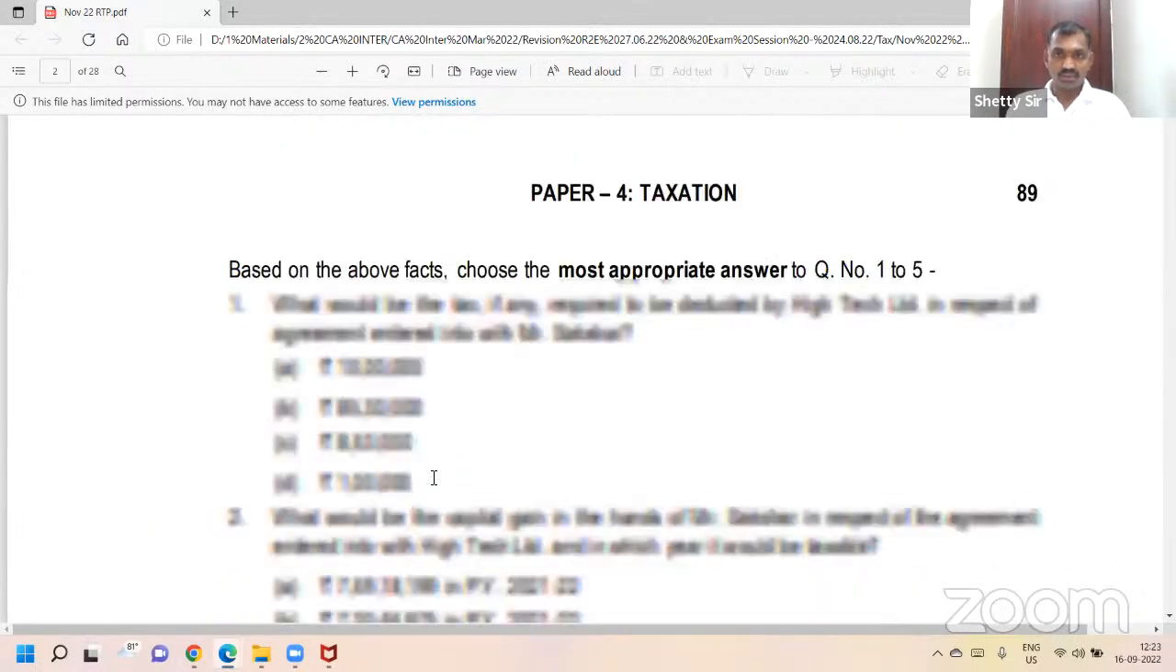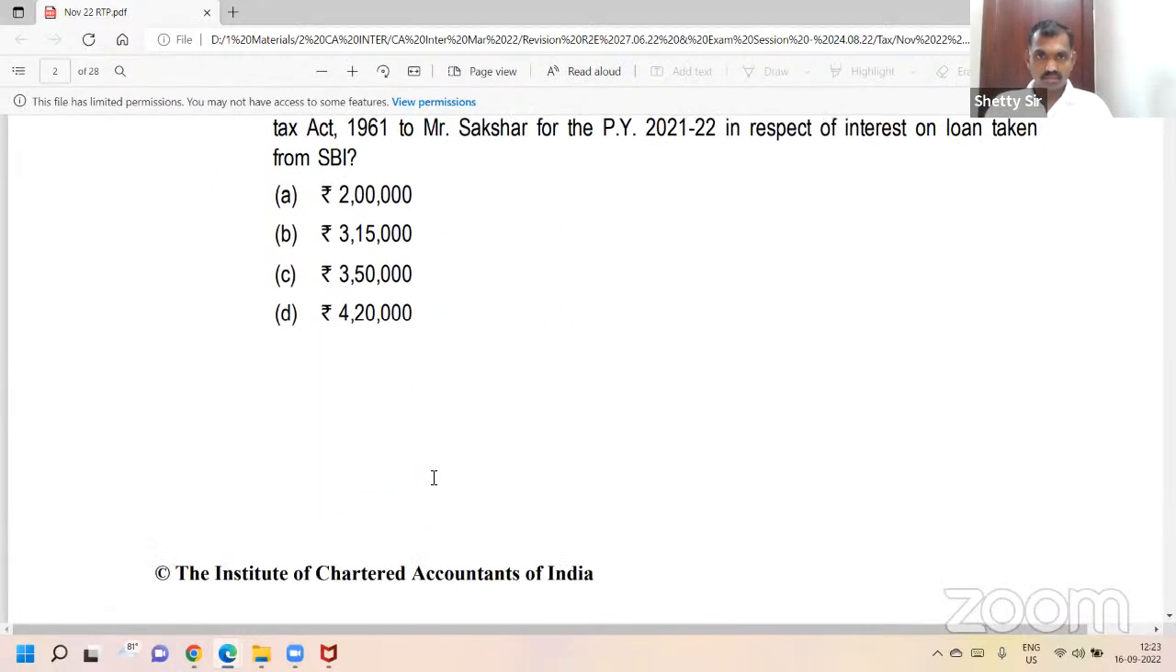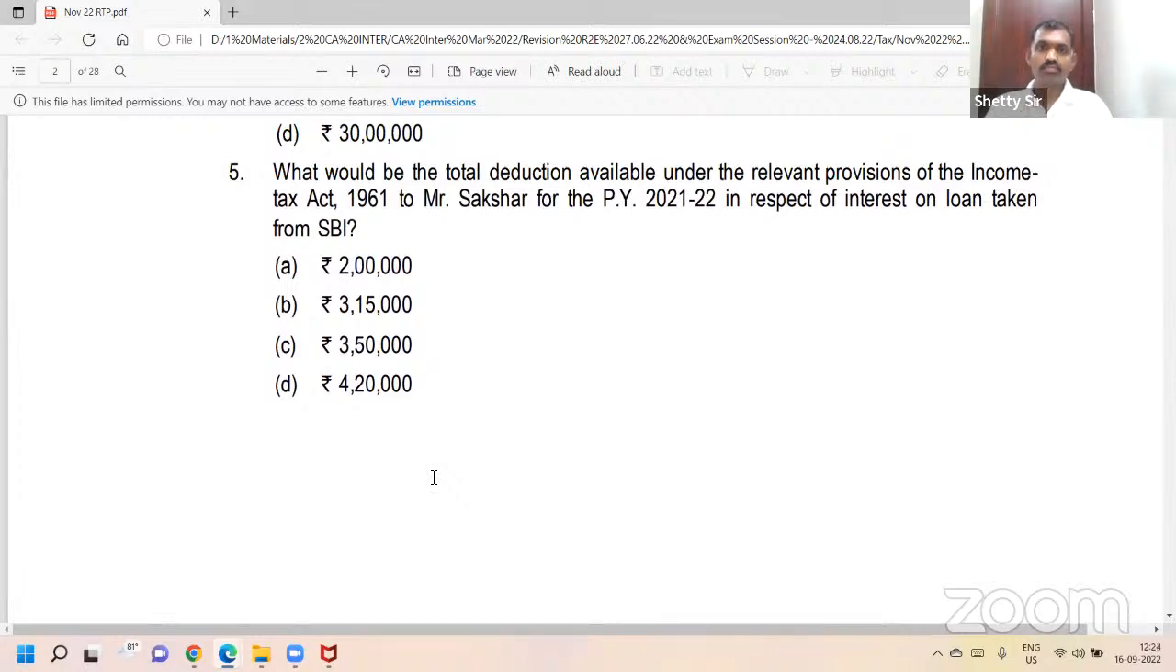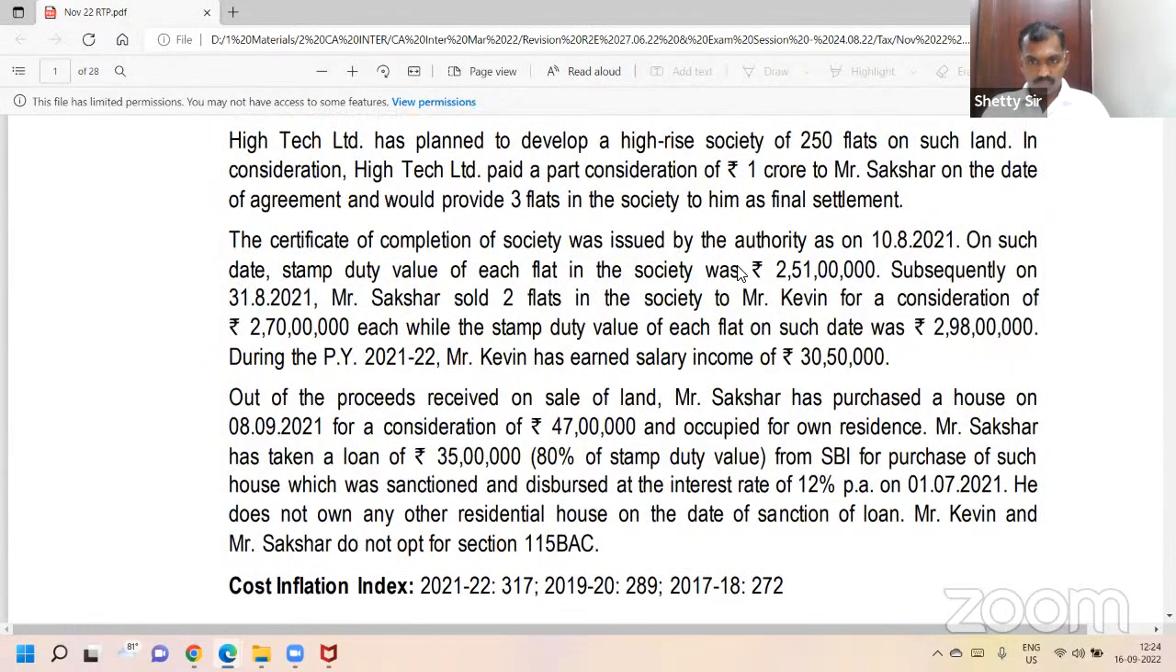So the fifth question: what would be the total deduction available under the relevant provisions of Income Tax Act 1961 for Mr. Sakshar, in respect of interest only? So for Mr. Sakshar, total interest: 35 lakh into 12/100 into 9/12 months.